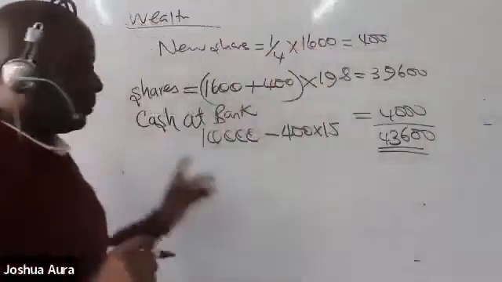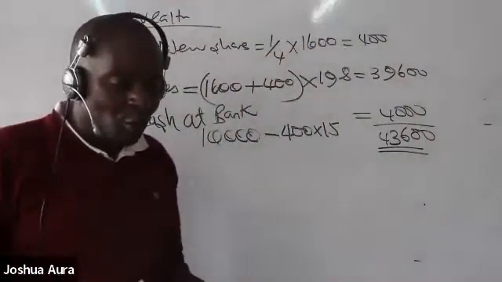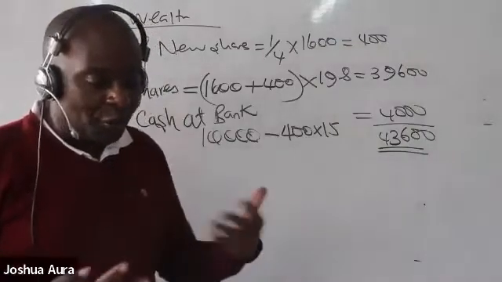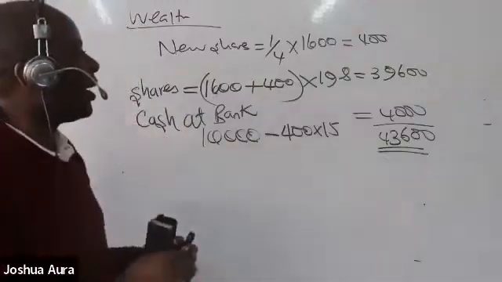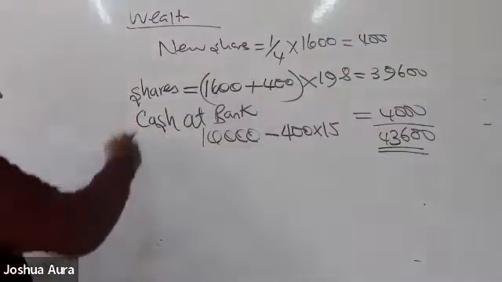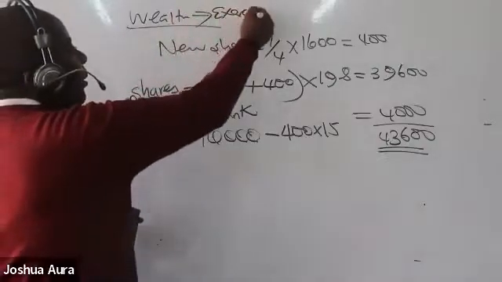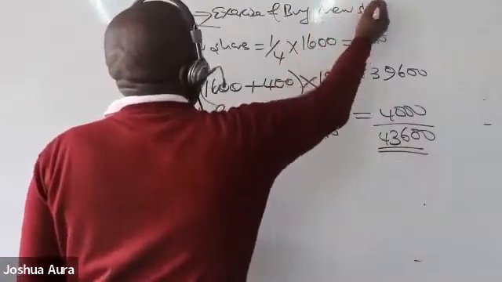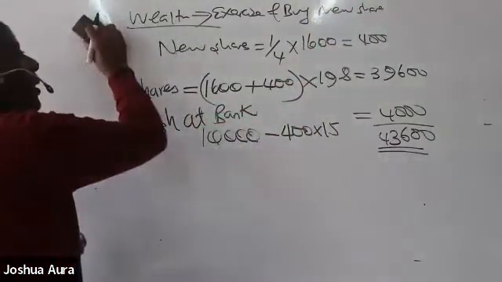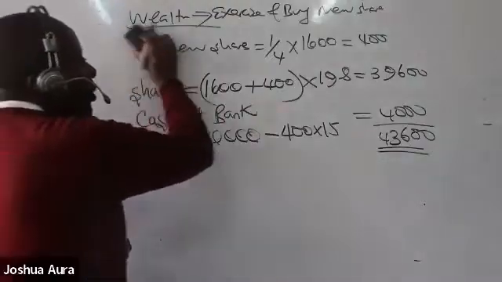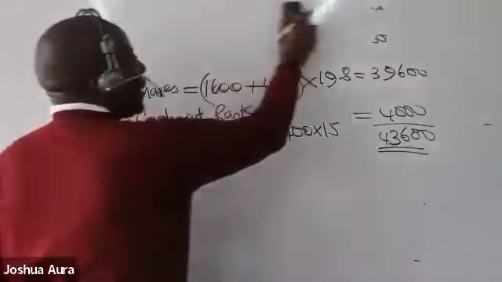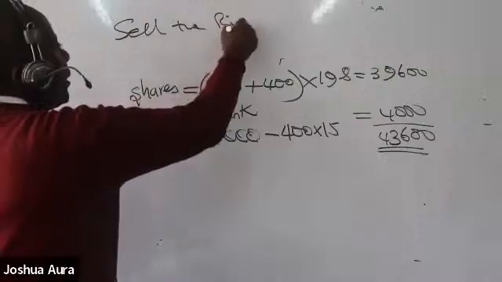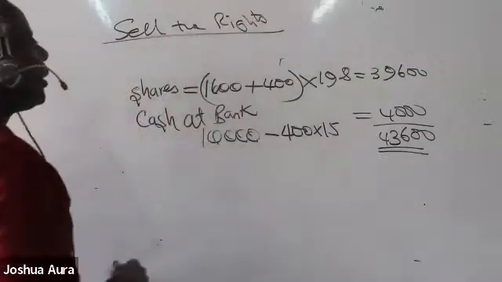That's number one. Number two, I would want to repeat this again. Number two is where they want us to sell all our rights. We're not buying. We are selling all our rights. Remember, the first scenario is where we exercise and buy new shares. The second scenario is where we sell the rights.